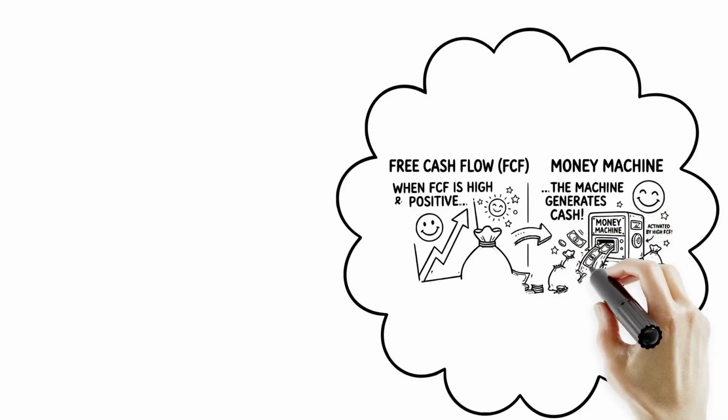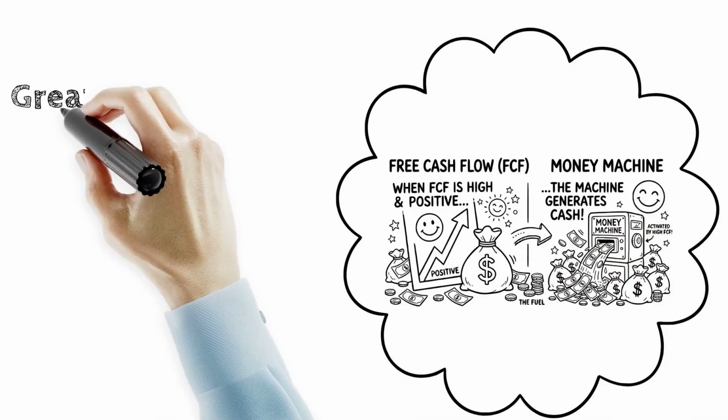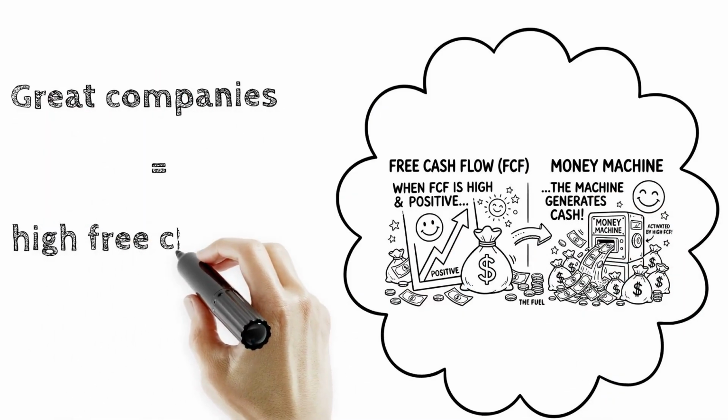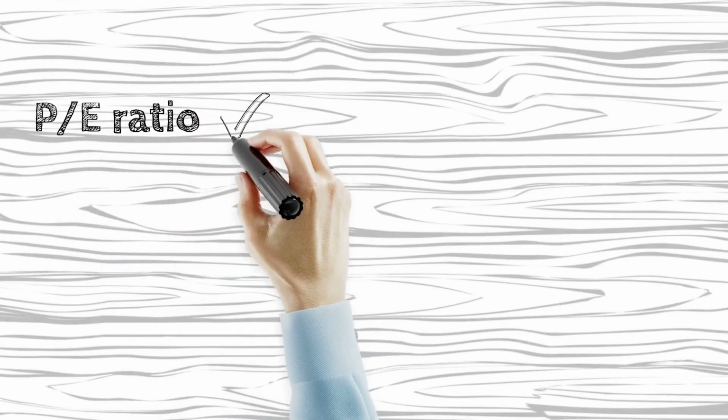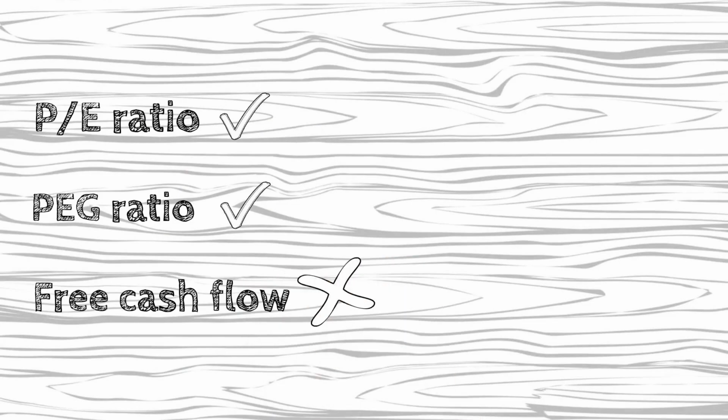A truly great company is a cash machine. It generates so much excess cash that it can pay off debts, buy back shares, and pay you dividends without ever needing a loan from the bank. If a stock passes the PE and PEG tests but fails the cash test, you walk away.